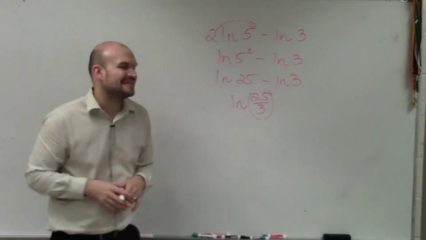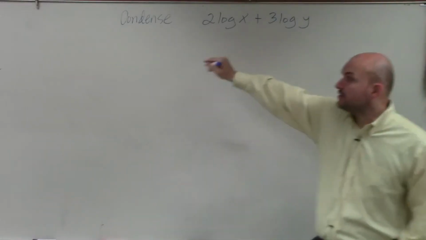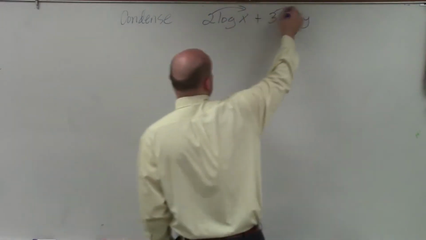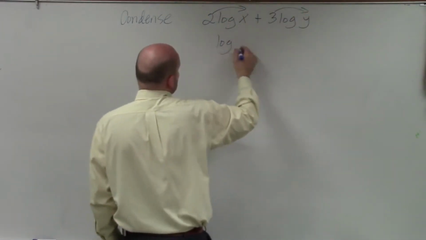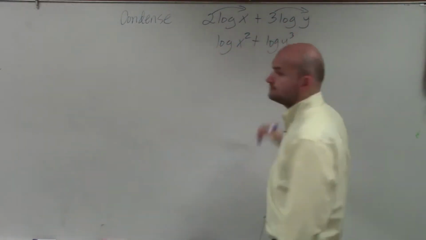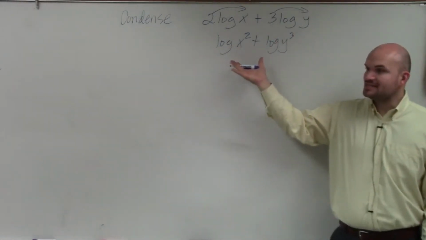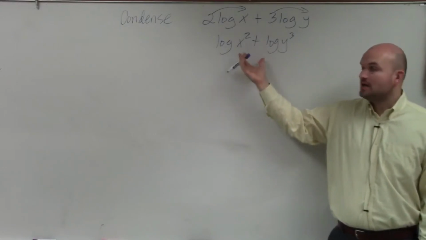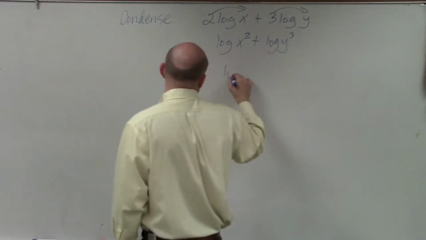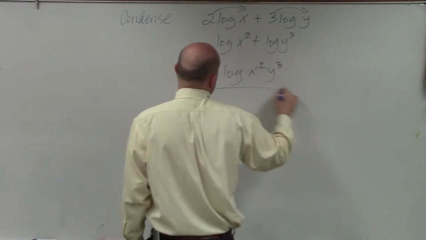And you don't need to write base e, as we talked about. That is assumed. The first thing you're going to want to do is undo using the power rule, which is basically going to take our terms in front that are being multiplied and raise them as the powers. So that's going to be log of x squared plus log of y cubed. Now I can condense this using the product rule. When I have two logarithms with the same base, which is 10, I can rewrite them as the product. So I can rewrite this as one logarithm: log of x squared y cubed.